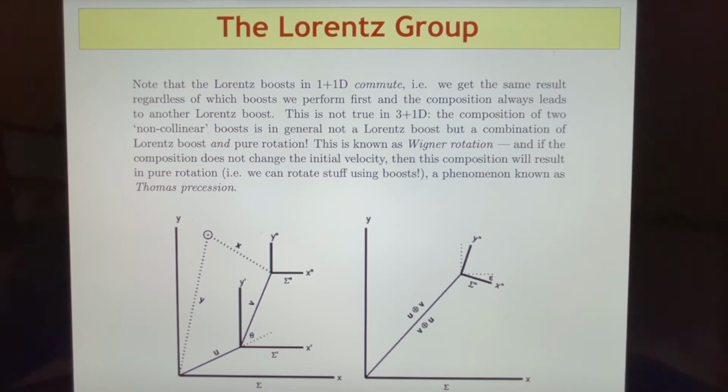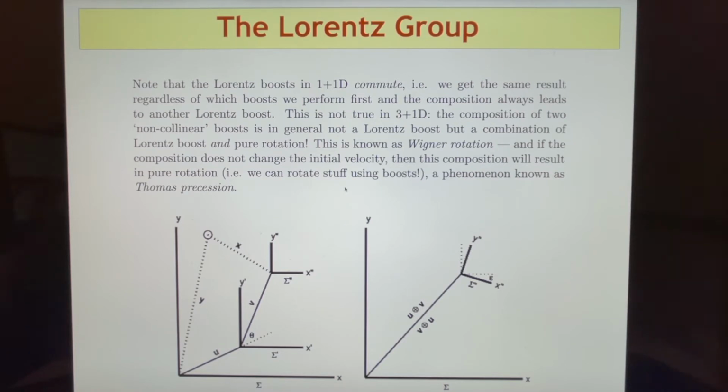This is a phenomenon called Thomas precession that I may even ask you about in assignments. I don't know yet. But it's interesting, and it's actually important and necessary to interpret outcomes of high energy physics experiments often. You can see that we can rotate things by using boosts. You do two pure boosts, and then you end up with a boost and a rotation. And that is not something that happens in Galilean physics.